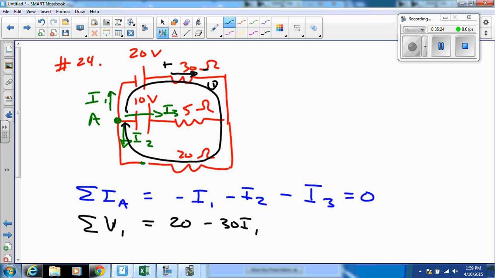All right, now I keep on going around. Next thing I encounter is the 20 ohms. Positive? Which way is current going through it? That way, so it's positive. Right. Current goes from plus to minus, so I'm going to treat this as a voltage rise.